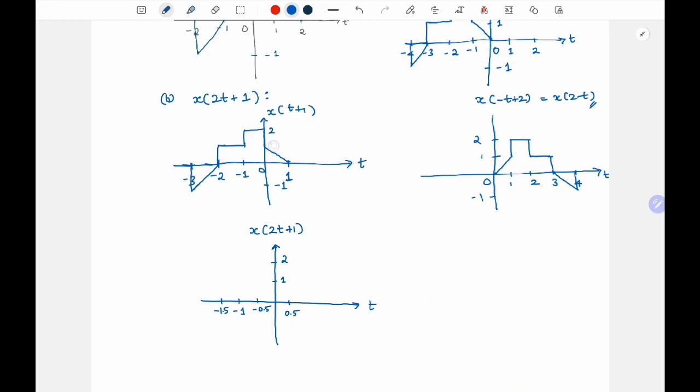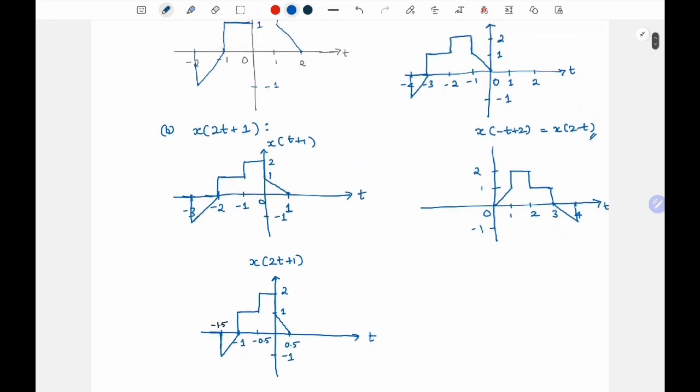So the structure will look similar, it's just a compression in time. It first goes to 2, remains at 2 until minus 0.5, and then remains at 1 up to minus 1, and at minus 1 it comes to 0. Here it is 2, so here it will be minus 1, and then it goes to minus 1 here, and then comes back to 0 at minus 1.5. So this is our desired signal, x of 2t plus 1.